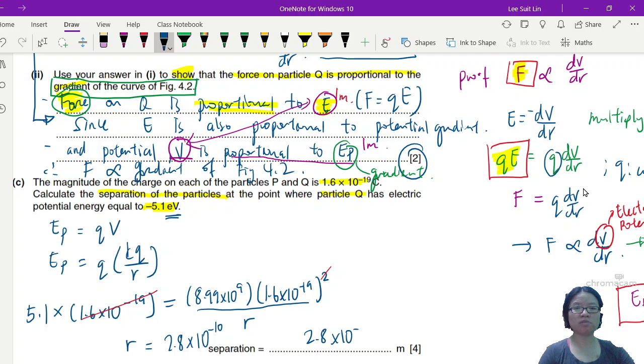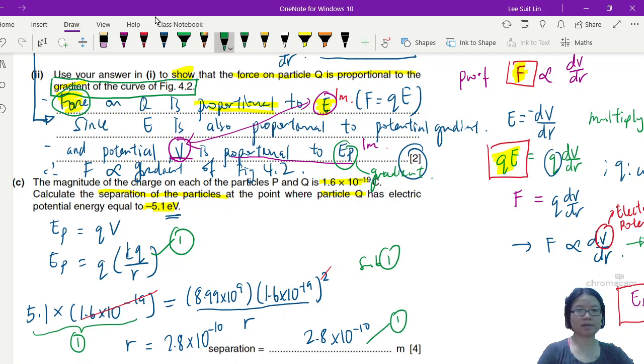Wow, this one is only 4 marks. Well, this is an old question from 2011, so don't expect that many marks. Maybe 3 next time. So conversion of eV from here to here is 1 mark. So if you convert your eV correctly, it is 1 mark. You use KQQ over R, you get 1 mark. Substitution is 1 mark. Final answer is 1 mark. Okay. So this one is pretty easy. If it comes out, then good.